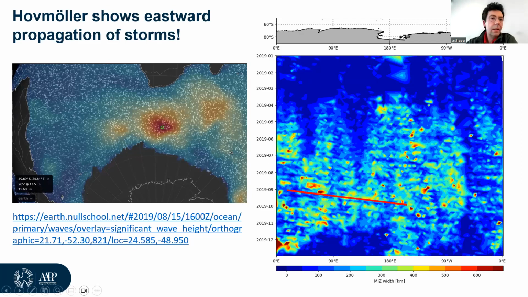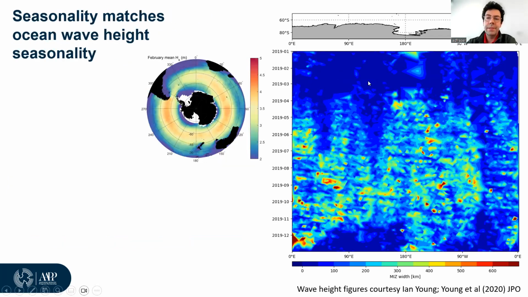Now, I want to talk a little bit about the seasonality of the result we're getting. As you've seen in my results, we get a minimum in around February and a maximum in around September. I wanted to talk a little bit about why we get that kind of seasonality. What I've plotted here, thanks to Ian Young, who provided these figures for me, are wave heights in February, in June, and in September, over the Southern Ocean.